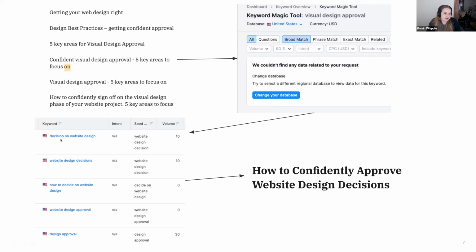So we had "decision on website design," and then "website design approval." We ended up going with, or I recommended, "How to Confidently Approve Website Design Decisions," which gets at the word "approve" and "website design decisions." We're matching that keyword, and he could still write about that same topic, but we just know going in that this is something that at least is going to get maybe some hits.